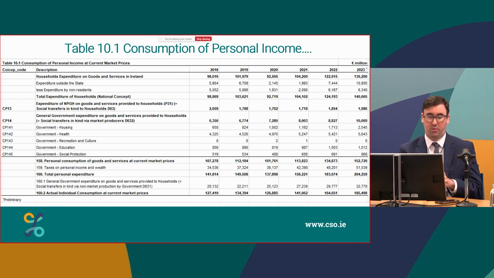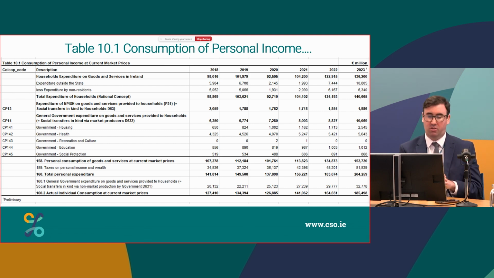This is the resident basis. To get to personal consumption expenditure, the component in the expenditure approach to GDP, we need two further items. We need the expenditure of NPISH, or non-profit institutions serving households. Ultimately, the expenditure of the NPISH is consumed by households, so we include that. And also we add in the general government expenditure on goods and services provided to households.